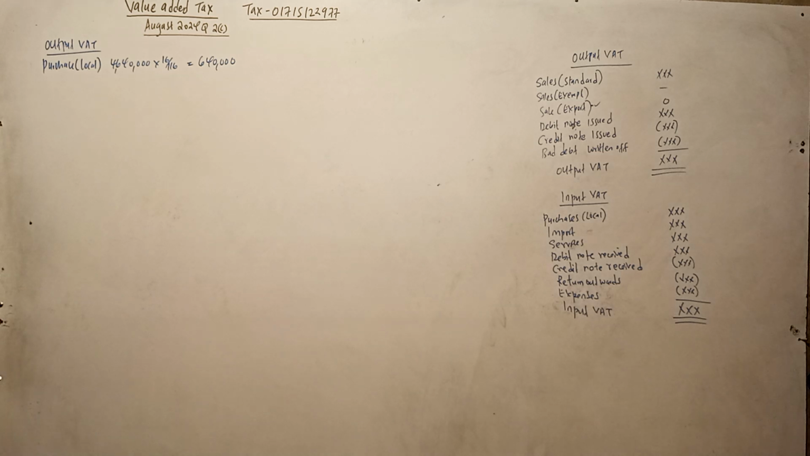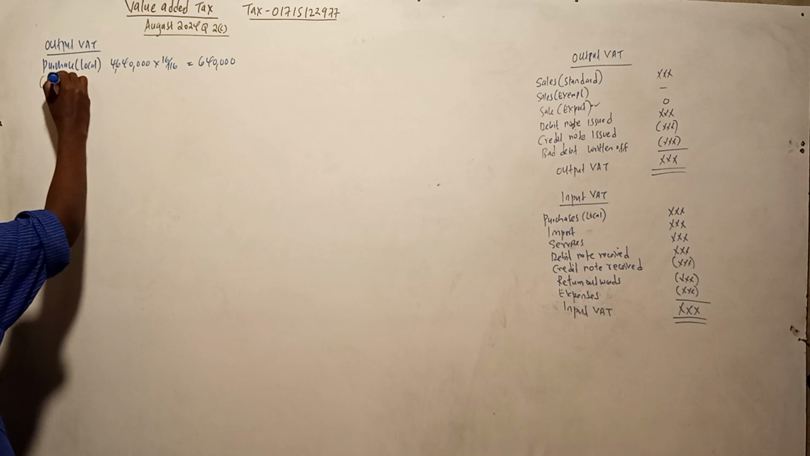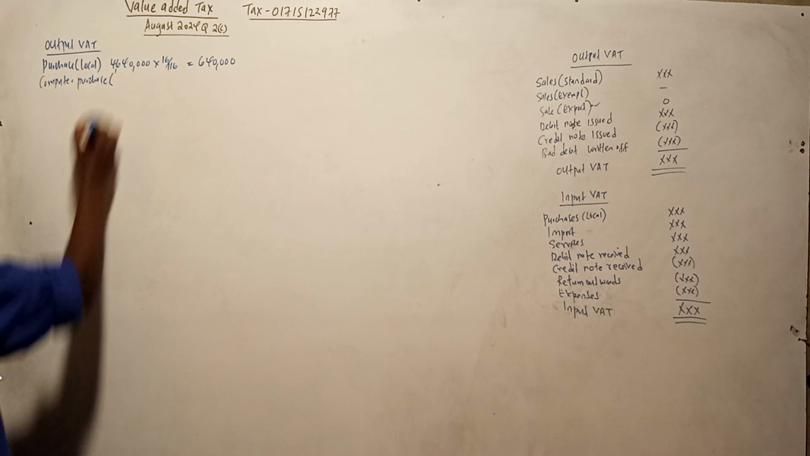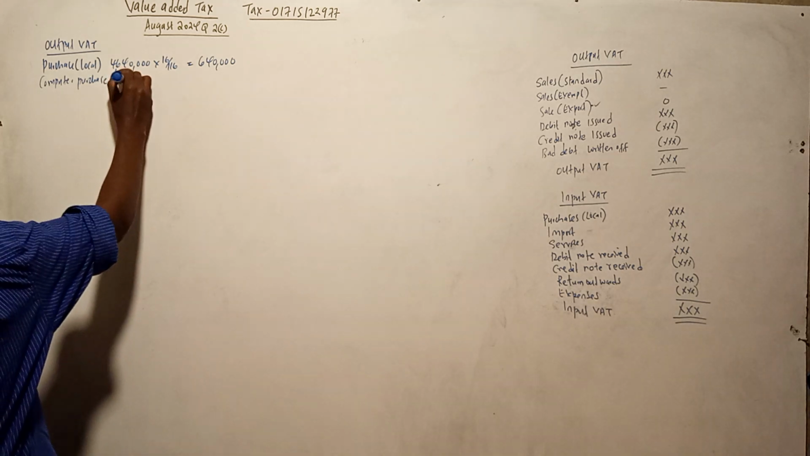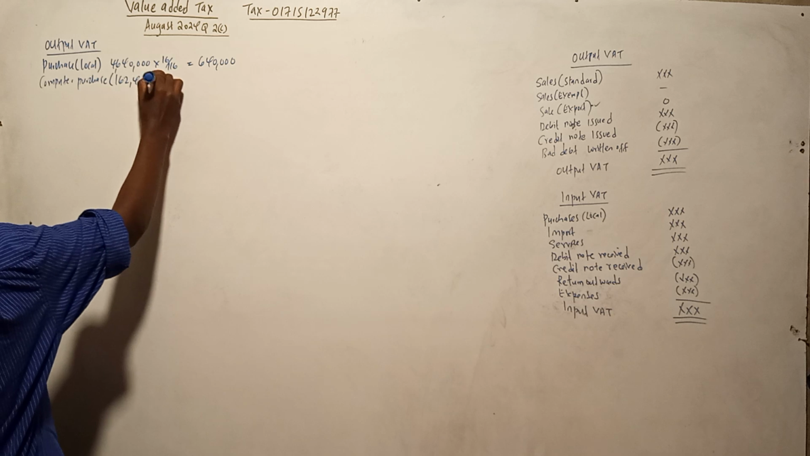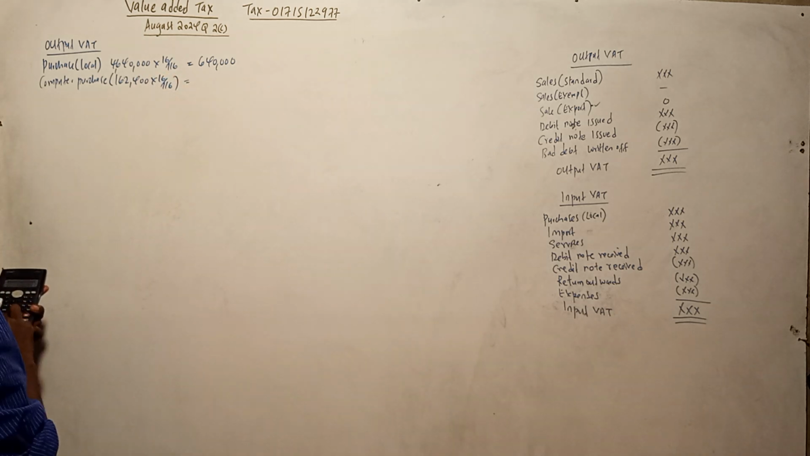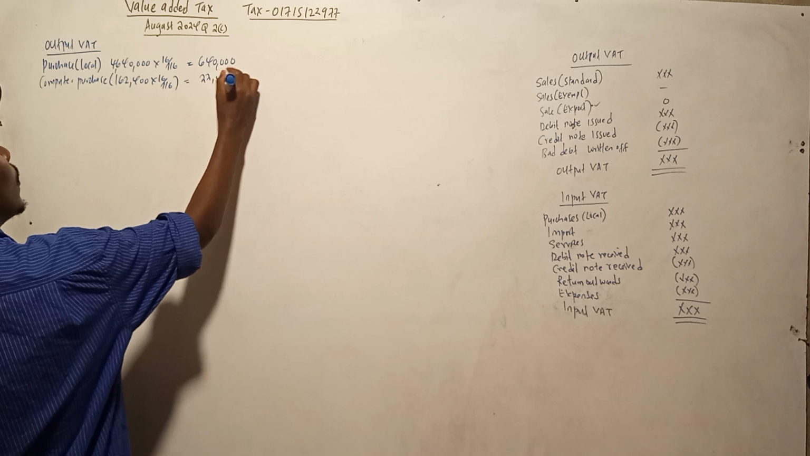Next, purchase of a computer. So we can talk about computer purchase. Now, computer purchase 162,400. So 162,400 times 16 over 116, which is 22,400.